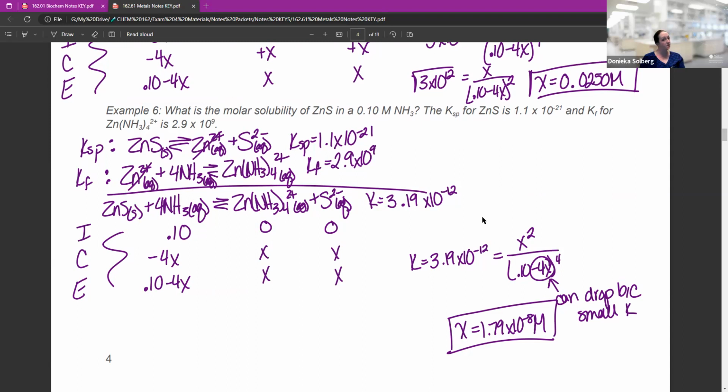Now this is a small K value, so I will be able to drop my minus X. I filled in what I have, 0.1 molar for this, exactly the same as the one we had above. This time I can drop the minus 4x, which makes my calculations much easier. I got that X is 1.79 times 10 to the negative 8. I was looking for molar solubility, so I just wanted X, and that is going to be your answer.